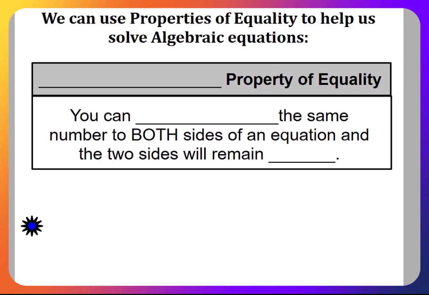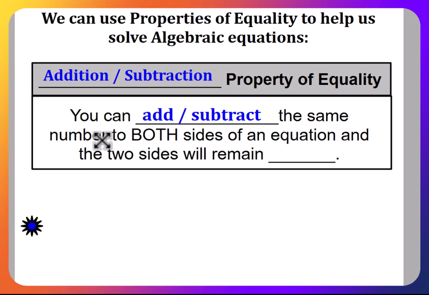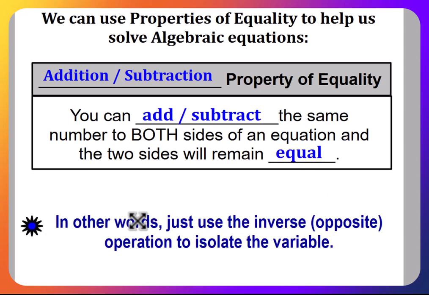Okay, we can use properties of equality to help us solve algebraic equations. So there is the addition property of equality and the subtraction property of equality. It says that you can add or subtract the same number to both sides of an equation and the two sides will remain equal. In other words, we just use the inverse or the opposite operation to isolate the variable.